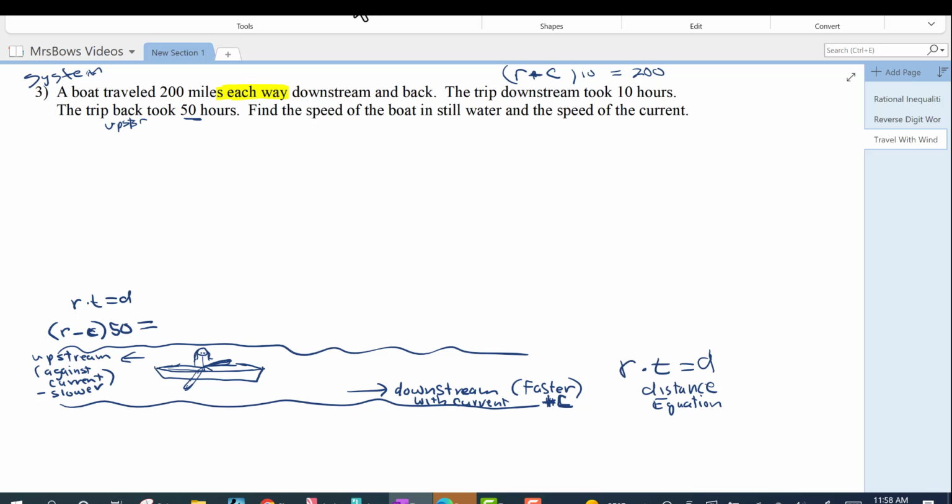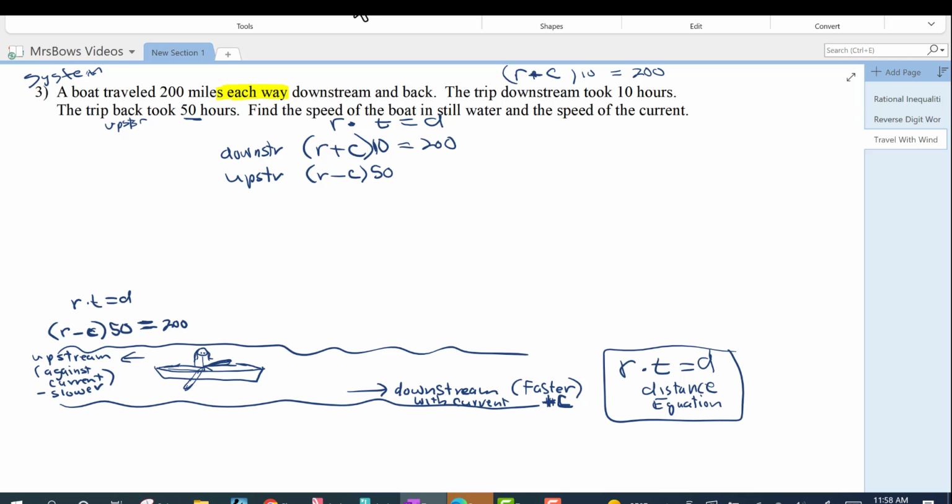So my guess is a rowboat of some type, maybe a canoe or a kayak or something. And then we still know the total distance is 200. Well, there you've got your system. So we have rate plus the current. This is downstream. Took 10 hours for 200 miles. And then upstream was rate against the current, and that took 50 hours. So notice rate times time equals distance, and that's the distance equation, equals 200 miles.